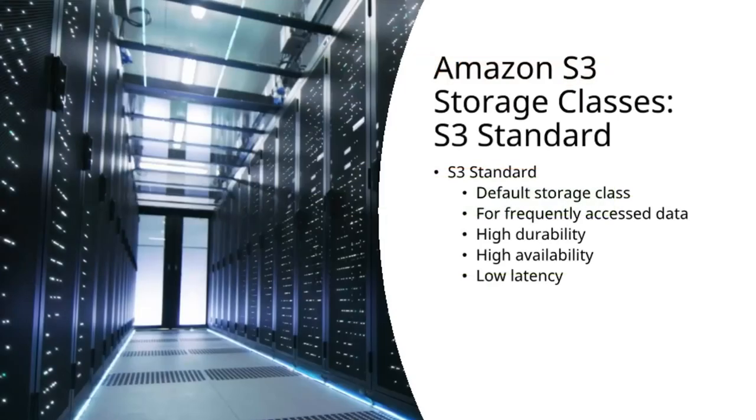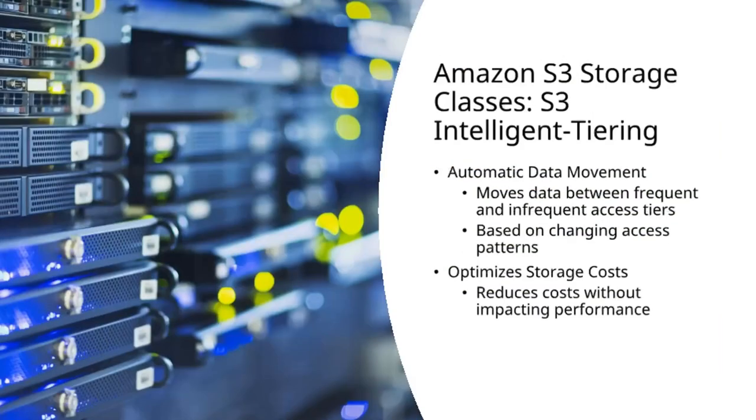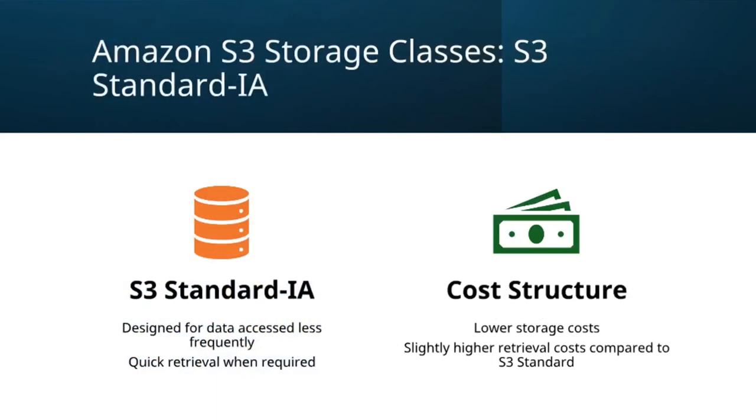S3 Standard is the default storage class for frequently accessed data, offering high durability, availability, and low latency. S3 Intelligent Tiering automatically moves your data between frequent and infrequent access tiers based on changing access patterns, optimizing storage costs without impacting performance. S3 Standard IA is designed for data accessed less frequently but needs quick retrieval. It offers lower storage costs with slightly higher retrieval costs compared to S3 Standard.